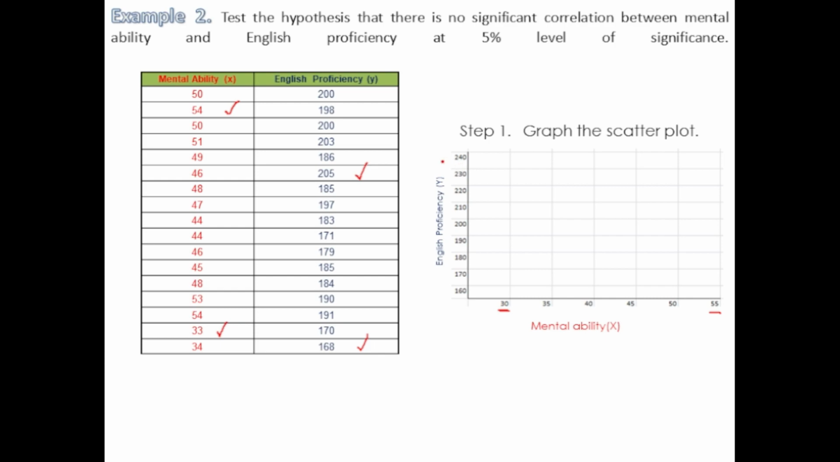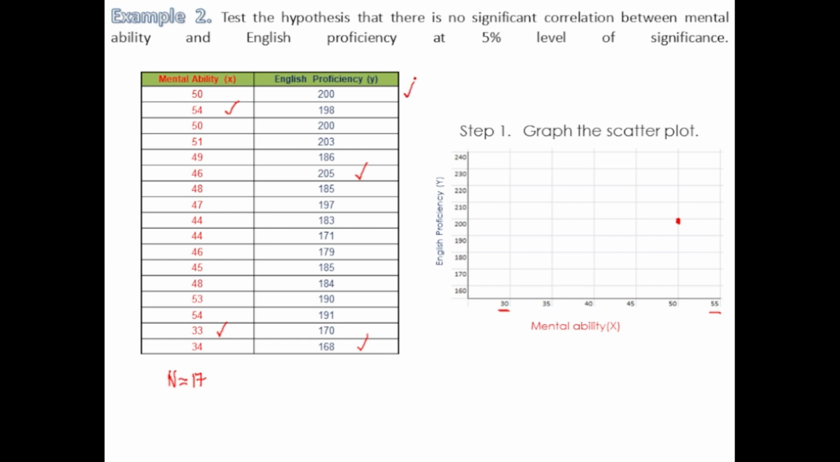Next, we're ready to plot it. First, let's count how many pairs our sample has. 1, 2, 3, up to 17. So our n here is 17. First, let's plot this. 50, 200. So 50 is here, and then 200 here. It's easy because the value is exact.